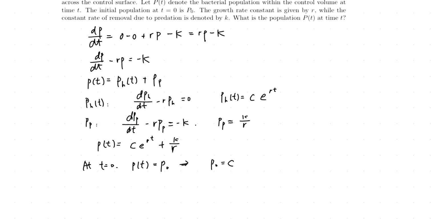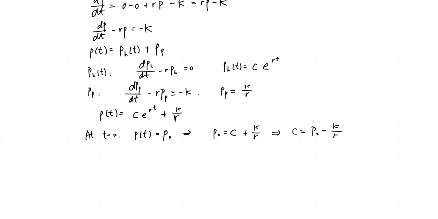At t equal to 0, e to the rt would be 1. So it's C plus K divided by R. This will give us C equal to P naught minus K over R. Okay, then we find our expression for P. Or you can write it in another way if you would like.